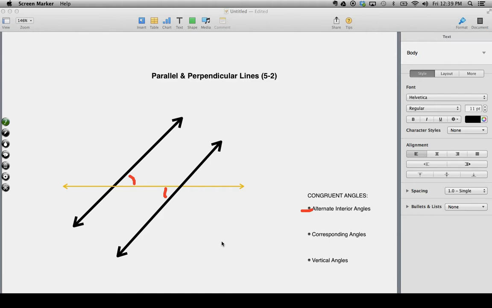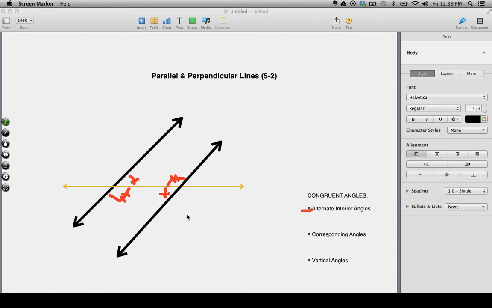I don't have a protractor. I don't need to measure them to know that they're congruent. I just know because of the situation. If these are alternate interior angles, if these are congruent, and I'm going to mark them like that, then this angle is also congruent to this angle over here. Those are a pair of alternate interior angles as well.